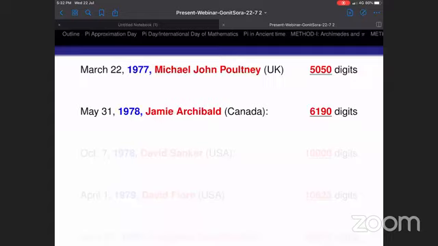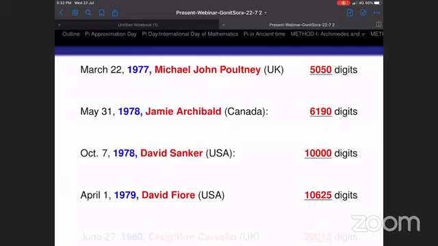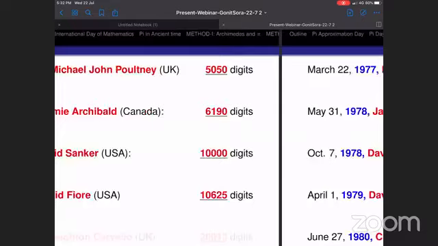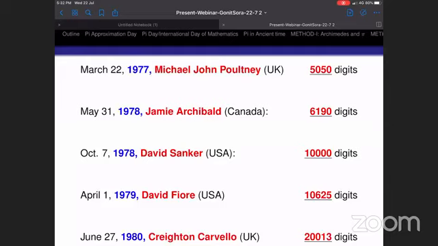Then 5,050, 6,190. So the race is going very fast. Then 10,000 digits in 1978, David Sanker. Then David Fiore memorized 10,625. Then Creighton Carvello of the UK memorized 20,013 digits in 1980.